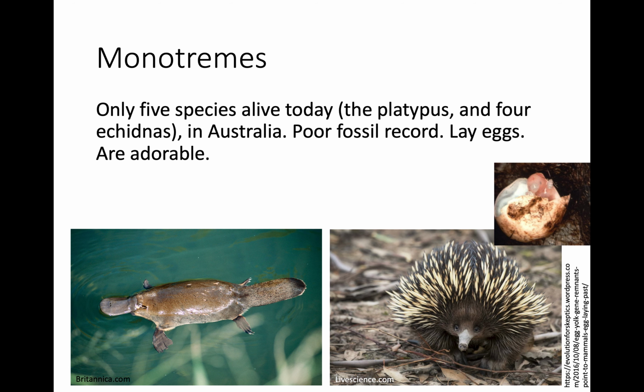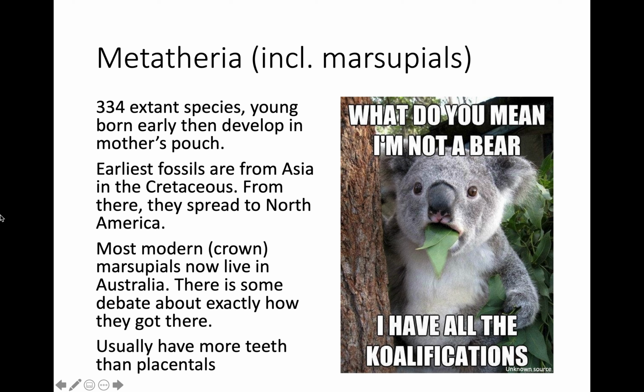Their evolutionary history is not as well known as other groups of mammals. We have the metatherians. These include the marsupials. They're not all of the metatherians, but they're the major group alive today. There are 334 extant, meaning still living, species. They're born extremely early, and then they develop in their mother's pouch.